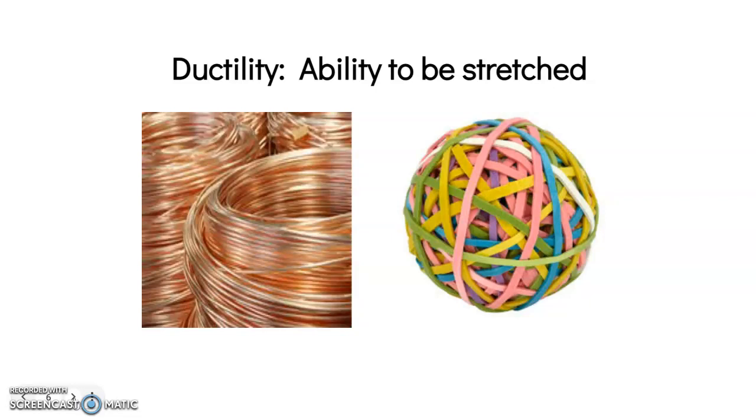Ductility is the ability to be stretched. So we have a picture of copper wire. Remember I said in your last lesson that metals are very ductile. They can be pounded into thin wire, stretched out. That's just what ductility is. Okay? So then let's think about wood. Would wood be ductile? Give it a think. What do you think?